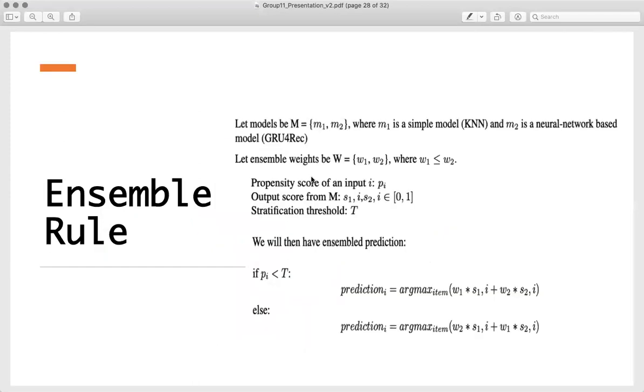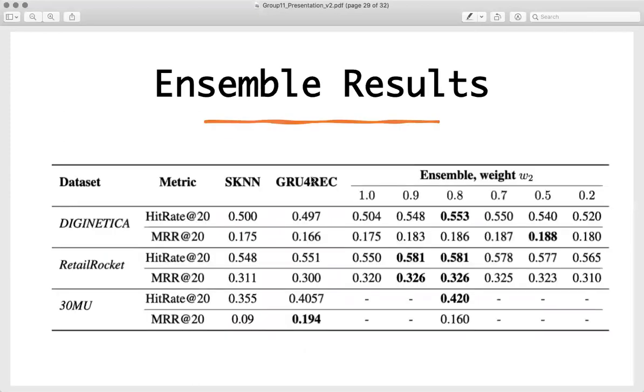So this is what it looks like when we put it in formal terms. The result looks pretty promising for the retail datasets. When we assign 0.8 to the better model, we get the best results. The performance with a weight of 0.8 also outperforms that with a weight of 0.5. This means our improvement didn't just come from the ensemble alone, but from the weighting by propensity score.